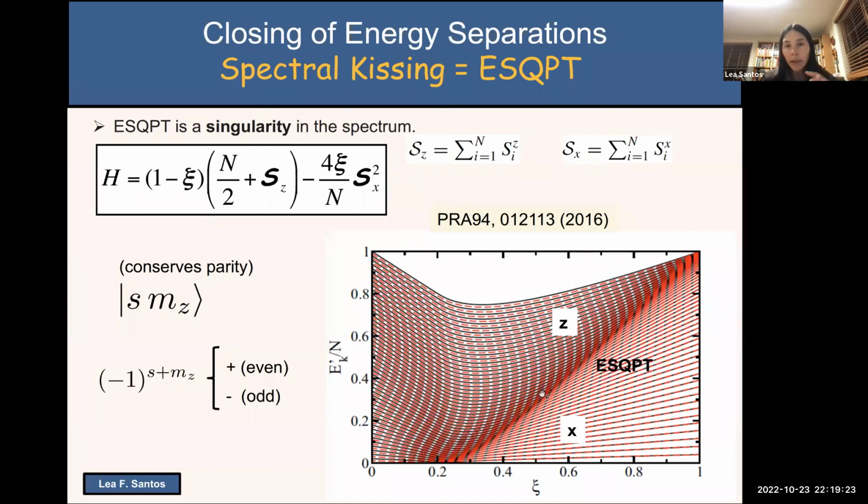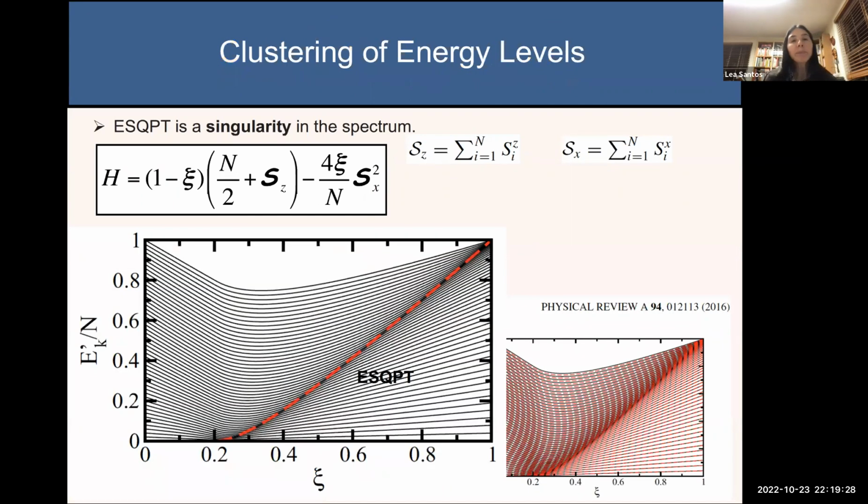Now, more important than this kissing, the merging of the levels together, what we see is the following. We see an accumulation of levels along this line. In this panel here, I selected just one sector. I'm showing here just the even sector. I could do the same just for the odd. And I'm showing just one sector, to show to you that something is still happening here. And this is the accumulation, this clustering of eigenvalues that I told you.